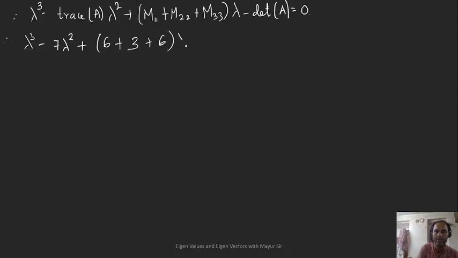Lambda minus determinant, the determinant over here. How much is the determinant? Those of you who are online, could you please calculate the determinant and let me know how much the determinant is?